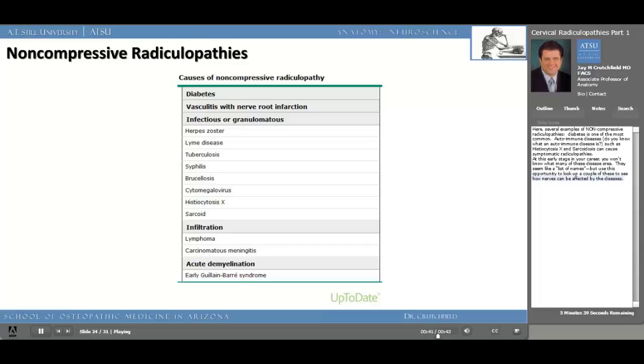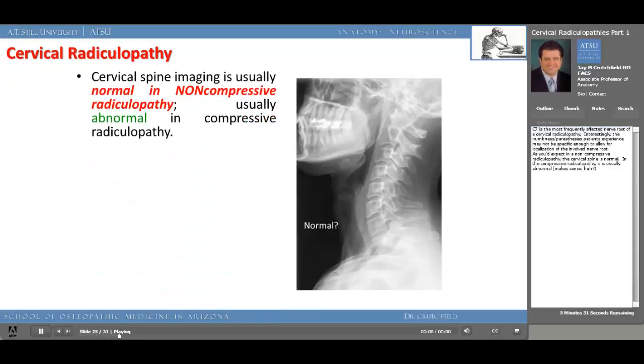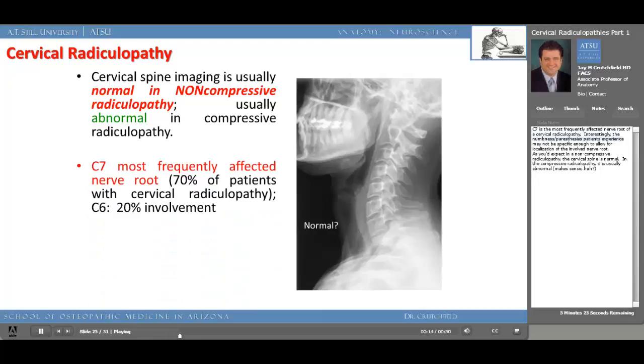Cervical spine imaging is usually normal in a non-compressive radiculopathy, usually abnormal in a compressive radiculopathy. C7 is the most frequently affected nerve root. 70% of patients with a cervical radiculopathy complain of pain in the distribution of the C7 nerve root, and C6 has about 20% involvement. Paresthesias, i.e. numbness in a root distribution, occurs in 80% of affected patients, but may not be localizing.